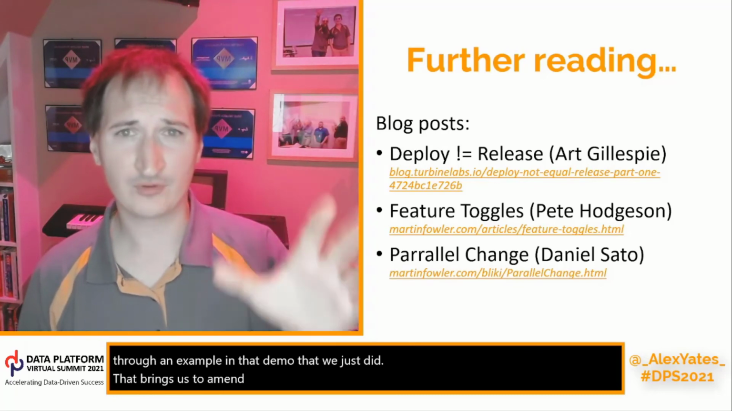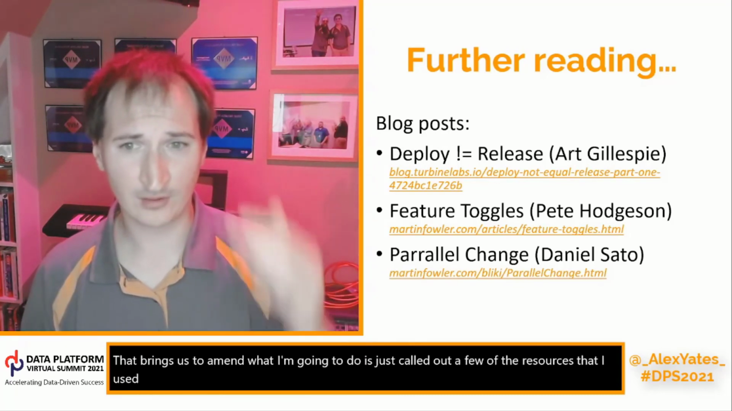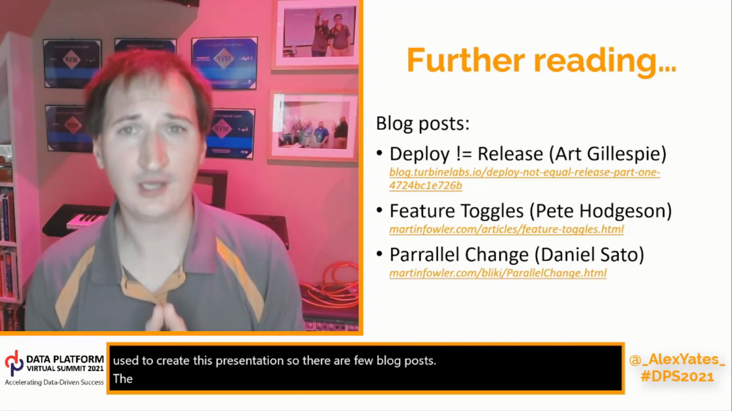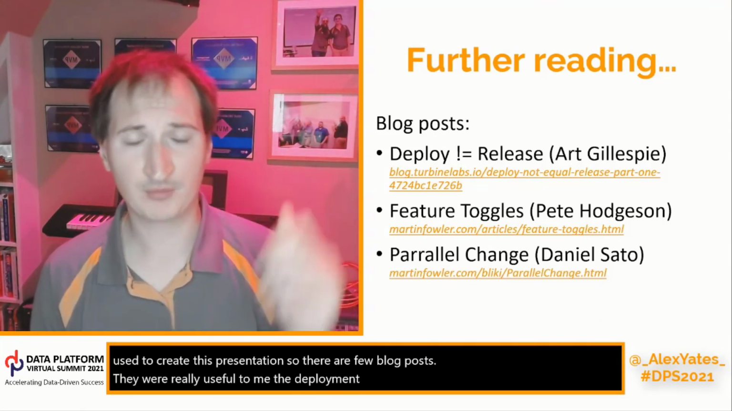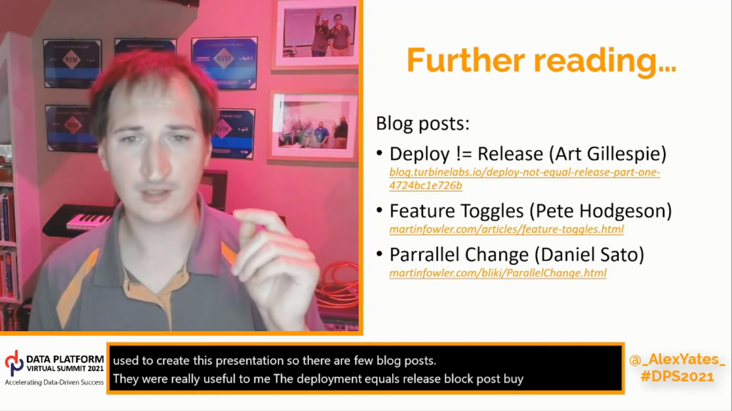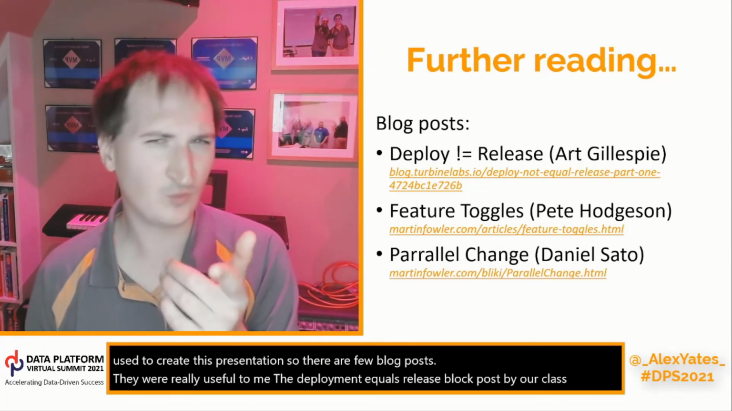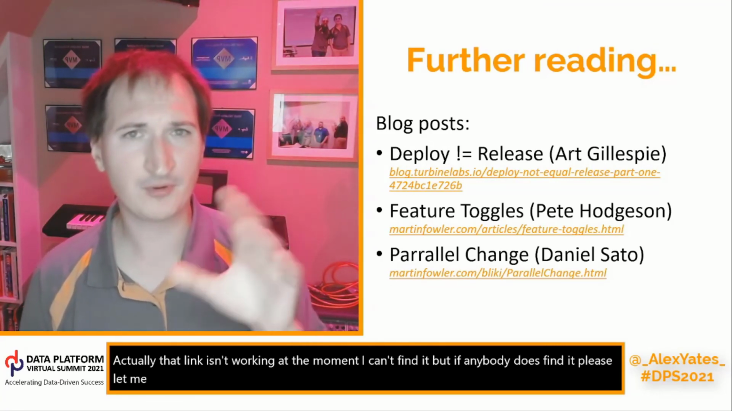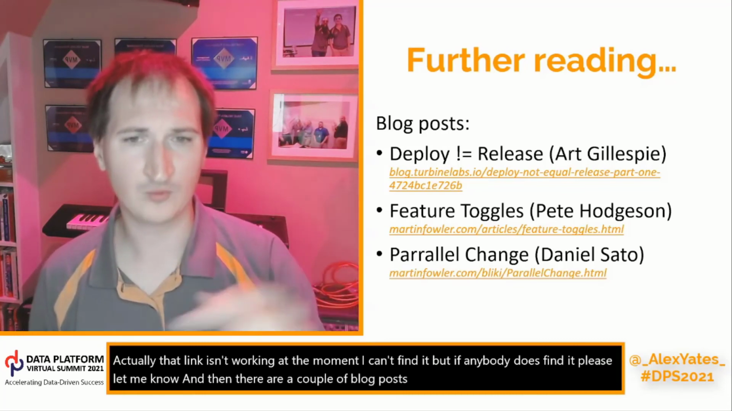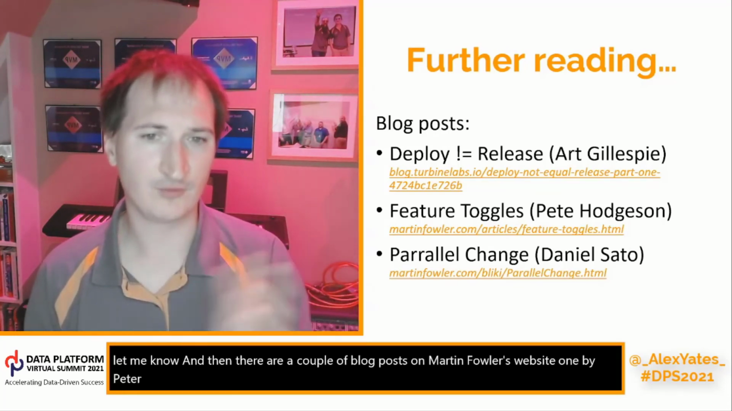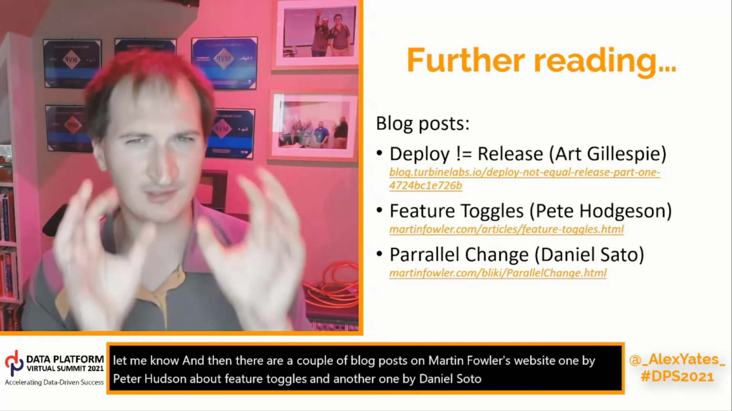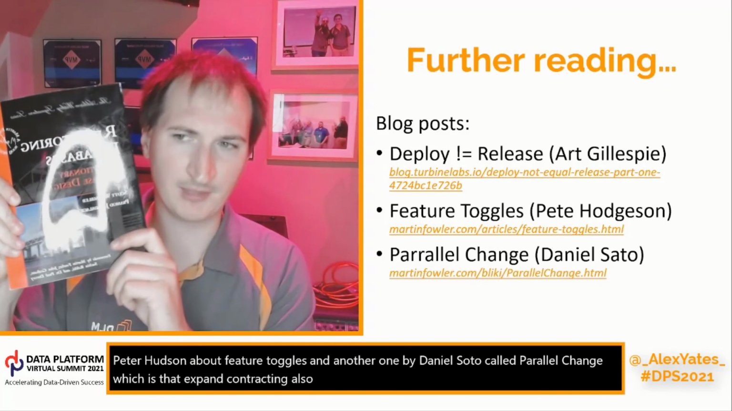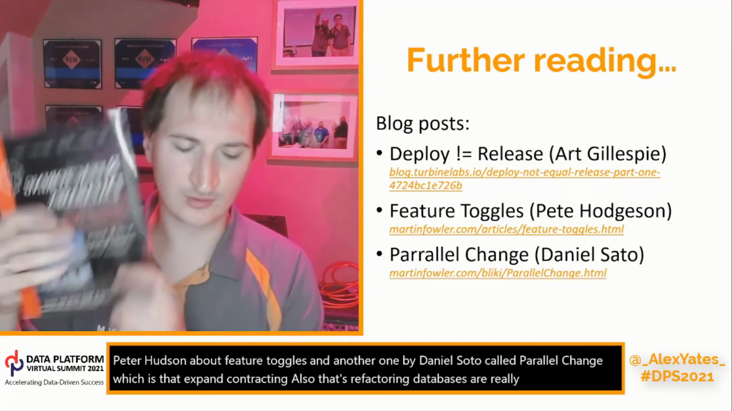What I'm going to do is just call out a few of the resources that I used to create this presentation. So there are a few blog posts that were really useful to me. The Deploy Not Equals Release blog post by Art Gillespie. That link isn't working at the moment. I can't find it, but if anybody does find it, please let me know. And then there are a couple of blog posts on Martin Fowler's website, one by Pete Hodgson about feature toggles and another one by Daniel Sato called Parallel Change, which is that expand contract thing. Also, Refactoring Databases is a really good book that talks about all that sort of stuff.